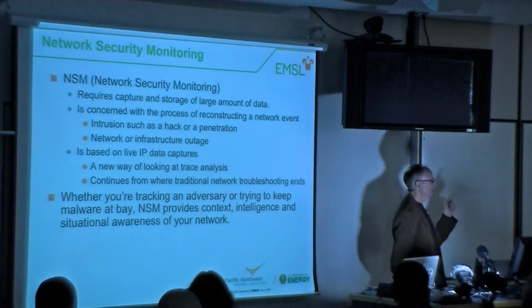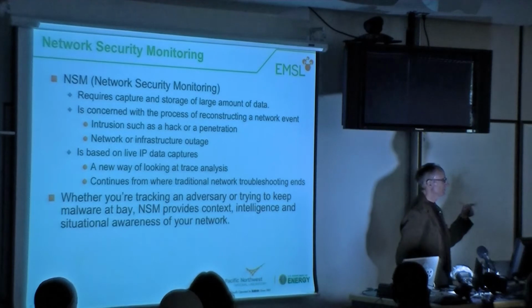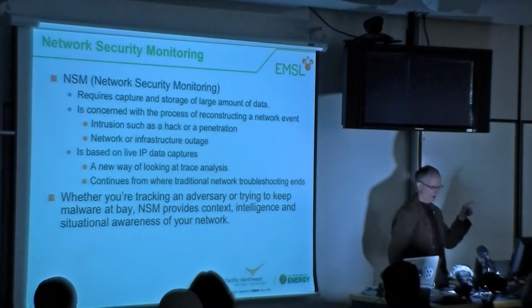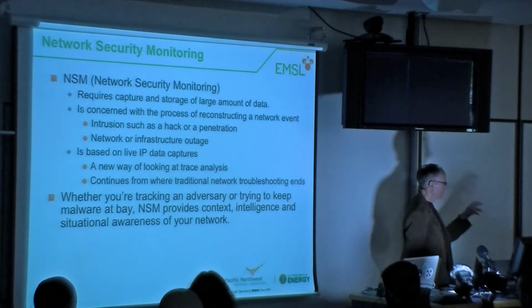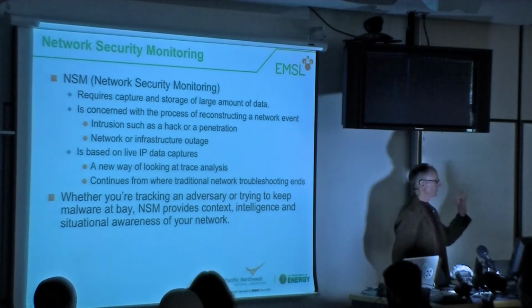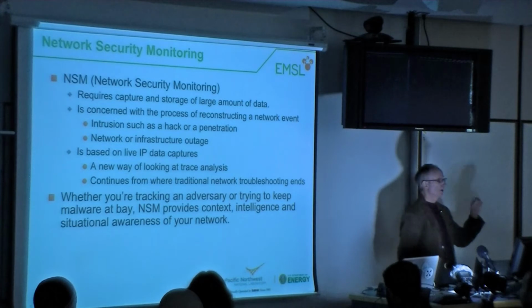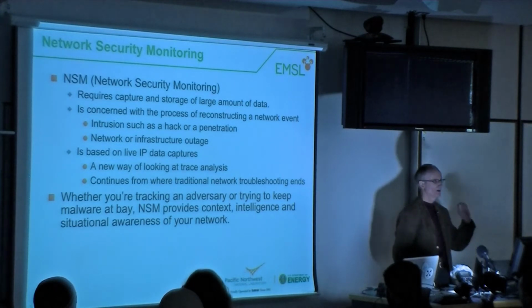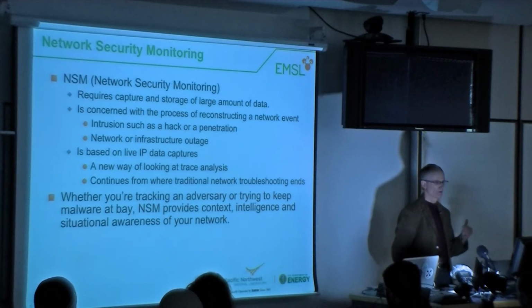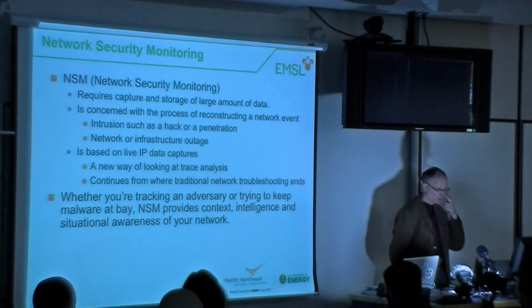When you're tracking an adversary using network security monitoring, you have a large context of data that you can look at and determine what actually went on. Whereas with an IDS, you may know that something has gone wrong, but you don't know what led up to it and what happened afterwards. You just may know that something is going wrong.